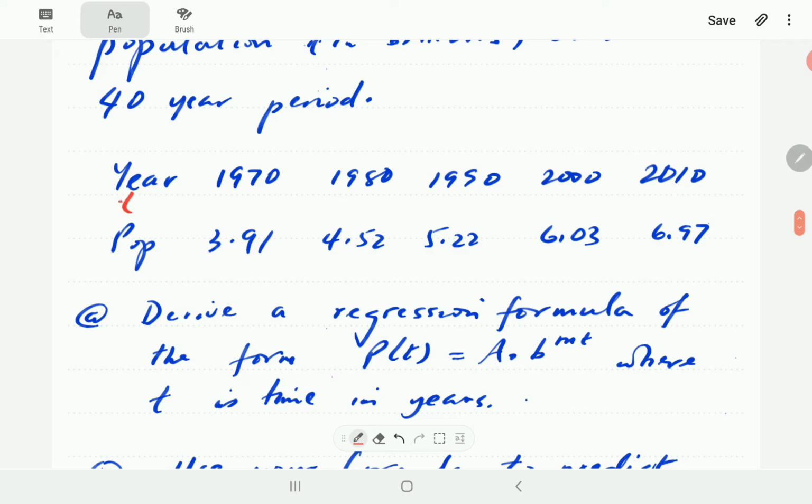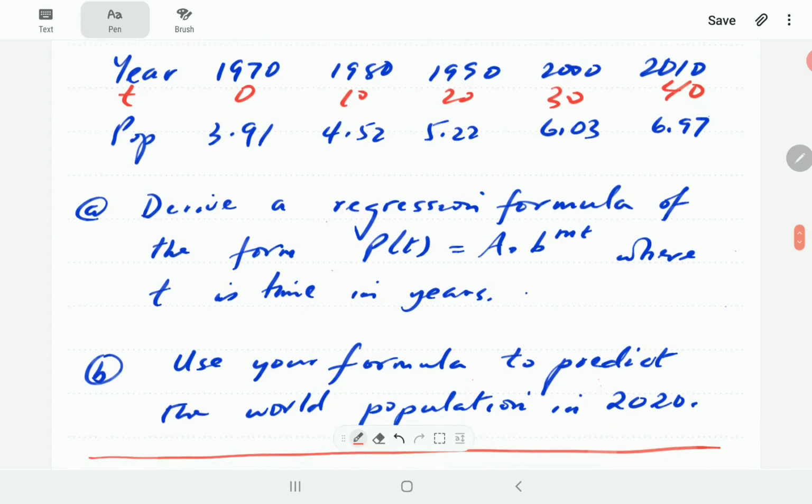So the first thing we're going to do is we are going to let 1970 be our reference year. So that means for 1970 t is going to be 0. So this is going to be t equals not 20 but 10, 20 here, 30 and 40.